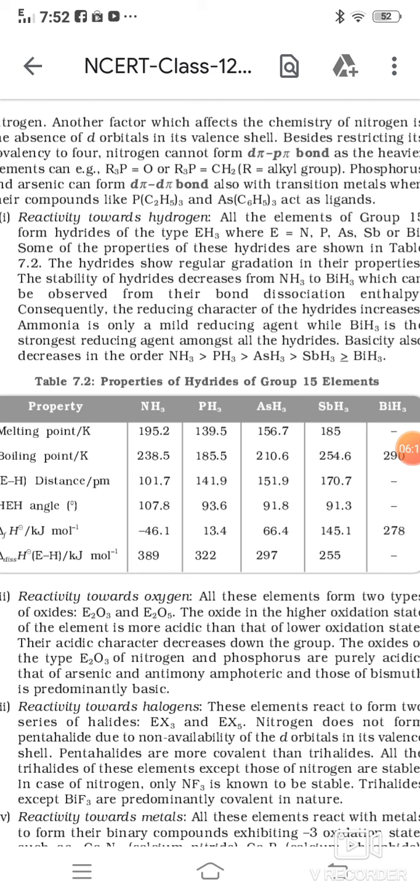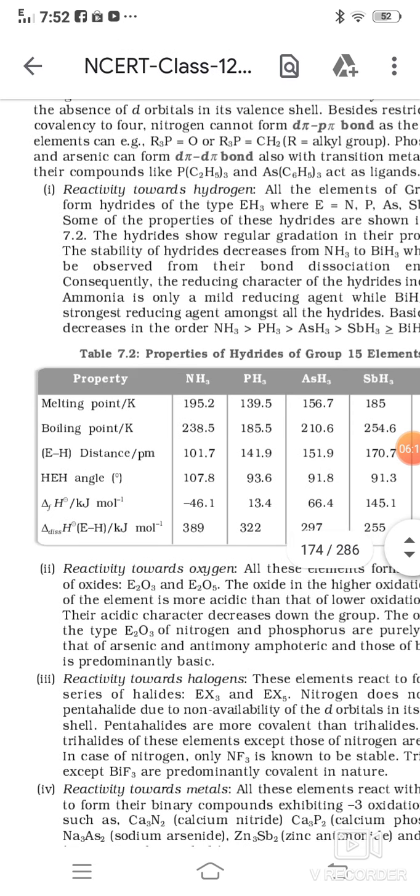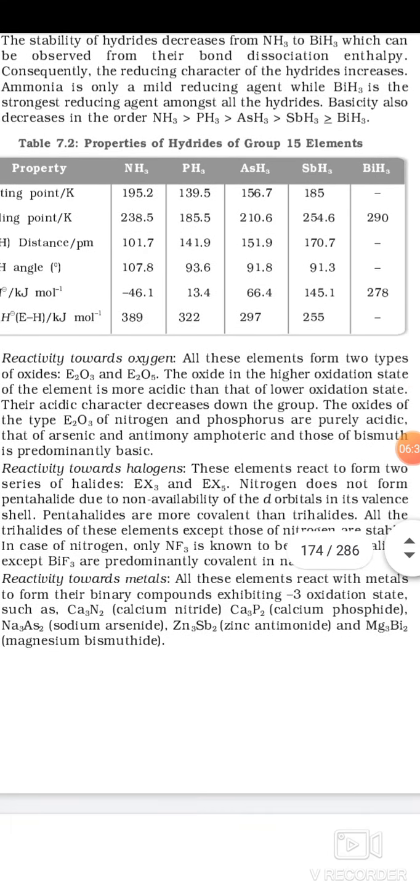Look, I have table 7.2. Here are the properties of hydrides of group 15 elements, that is melting point, boiling point, E-H bond distance, angle, and enthalpies. Second is reactivity towards oxygen.